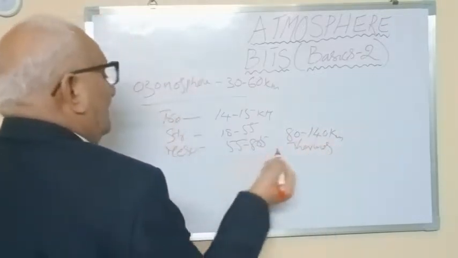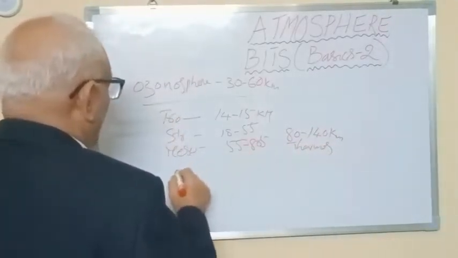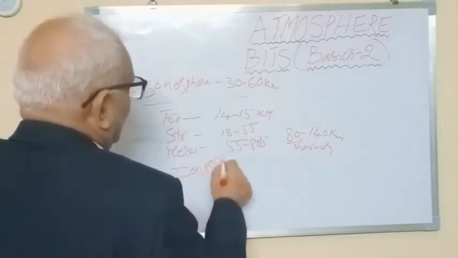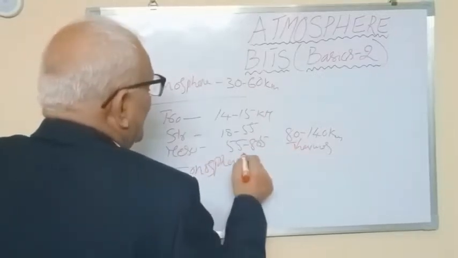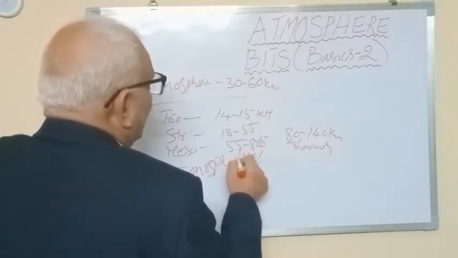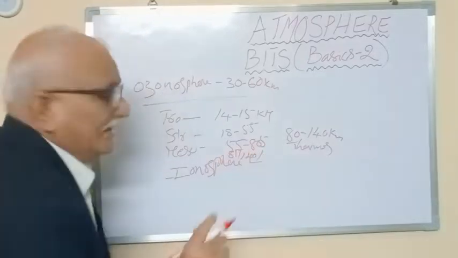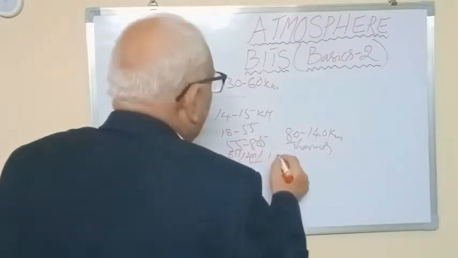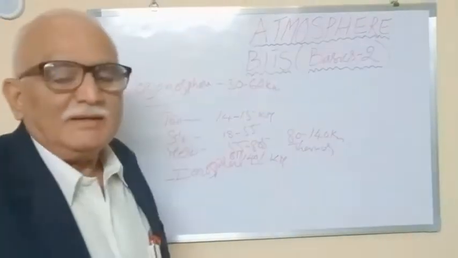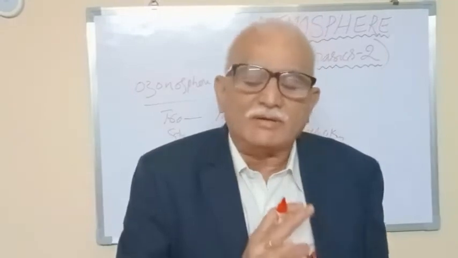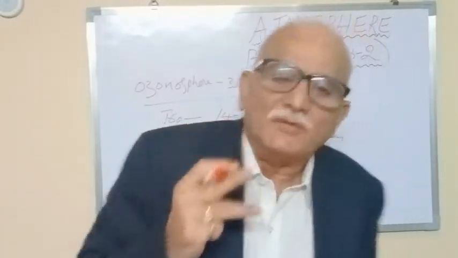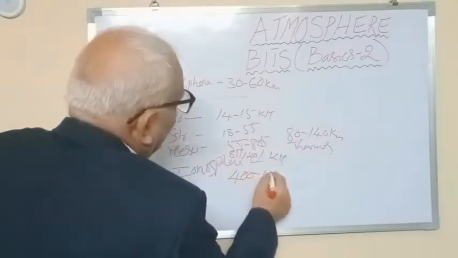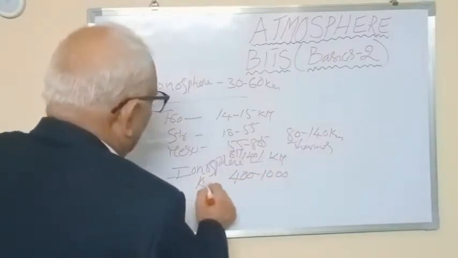Now see, the ionosphere is up to 400 kilometers. That means from 142, or earlier 85. In some texts you will find the ionosphere from 85 onwards, or 145, up to 400 kilometers. Here the most important bit is that long distance radio communication is possible in the ionosphere. Then the last one is the exosphere. The exosphere extends from 400 to 1000 kilometers. These are all the bits.